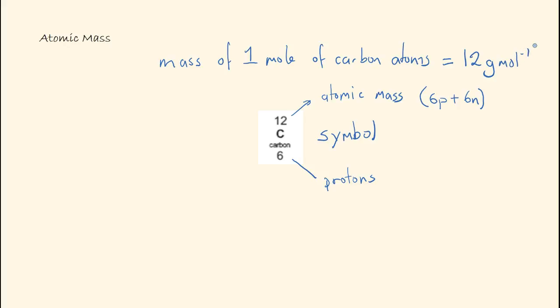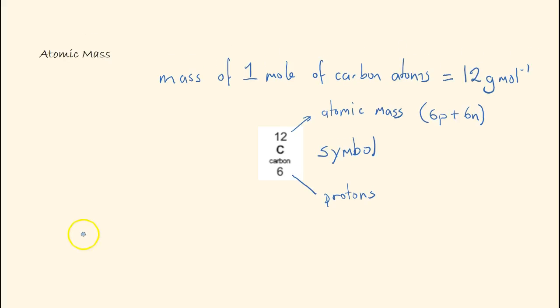So the atomic mass of any element is the mass of 1 mole of that atom. And we'll find that useful because we're going to find that along with the molecular mass to work out how many moles of atoms or how many moles of molecules we might have.